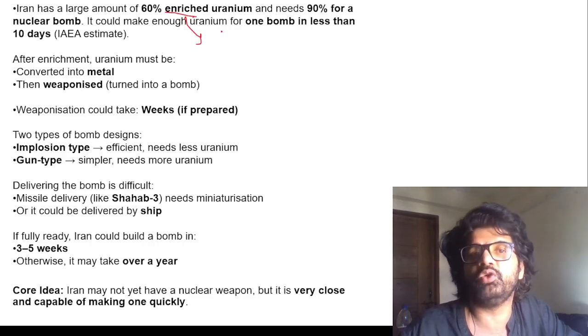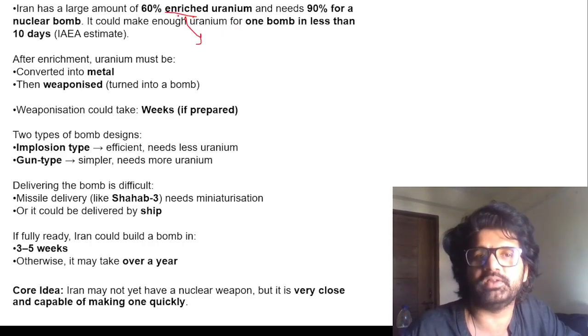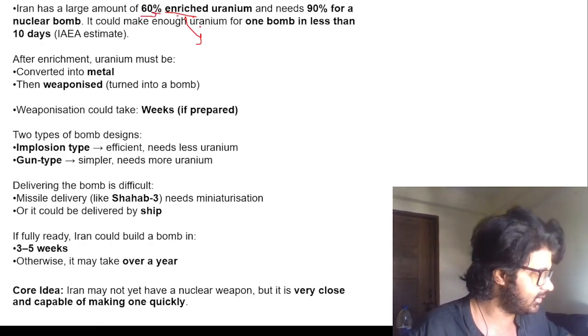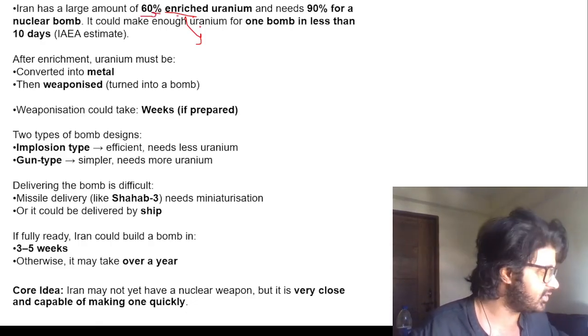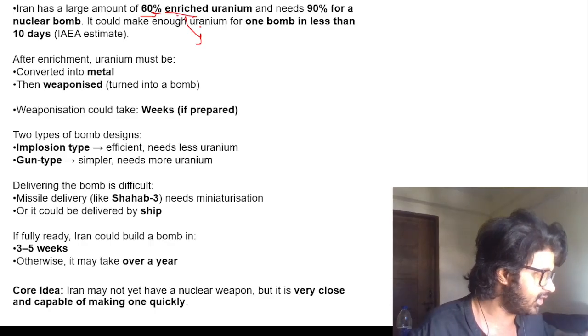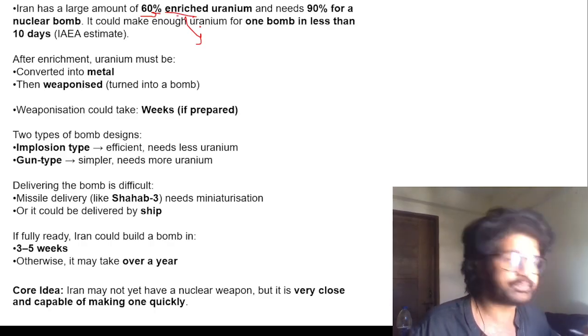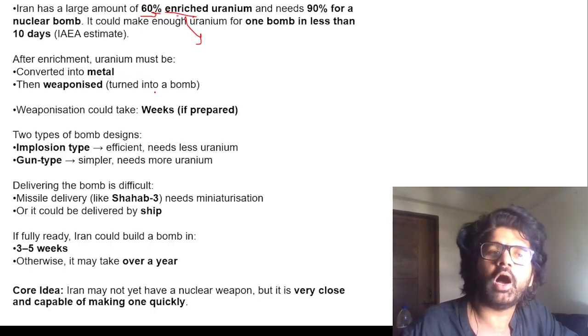Obviously, they want to make nuclear weapons. Otherwise, why would they reach this point, 60%? Because civilian use can be done with 3 to 4% enrichment. Hope you're understanding where we are going with this. But the thing is, how long will it take?